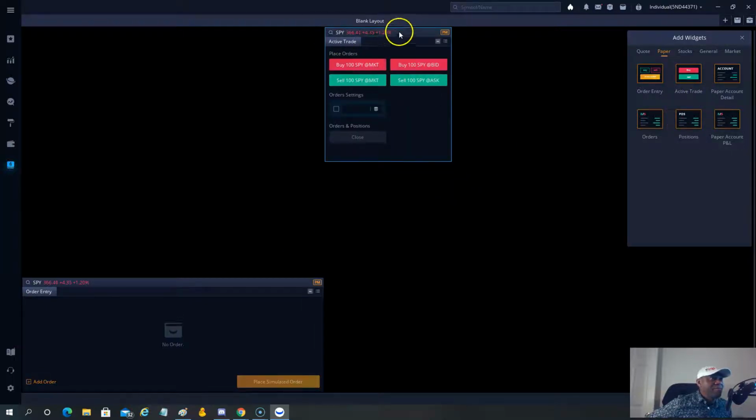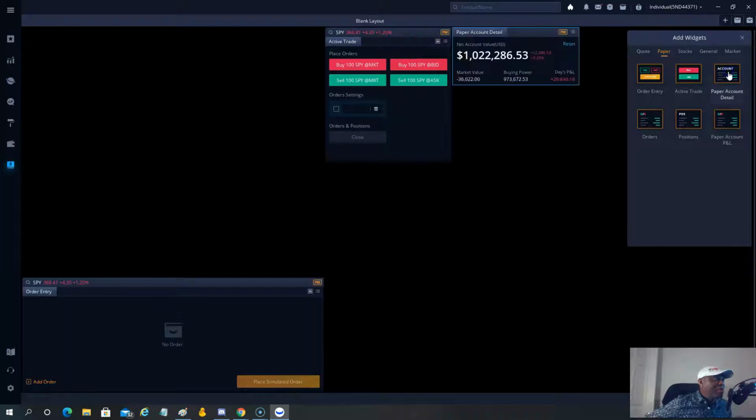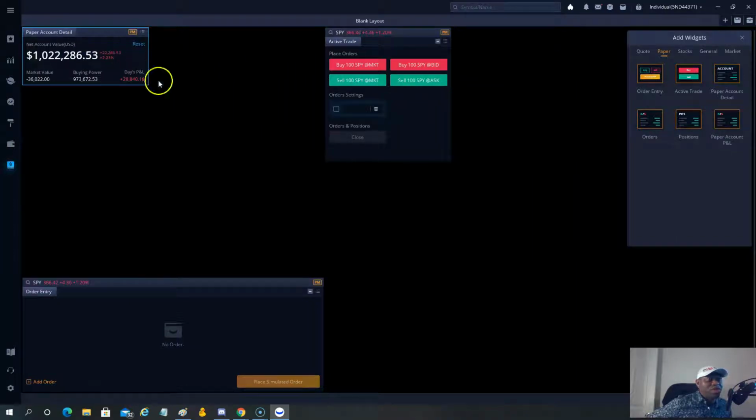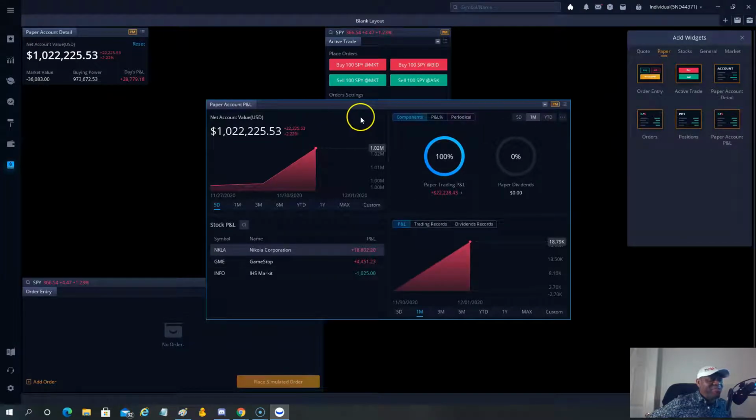So active trades, okay, maybe we put that under the accounts. Okay, $1 million. Yeah, I made $22,000, folks, shorting NKLA and a couple of other stocks. This is a paper account, folks. Paper account P&L. I don't know why it's so big. Why do they want to make it so big? Can I reduce this? Can we reduce it here?